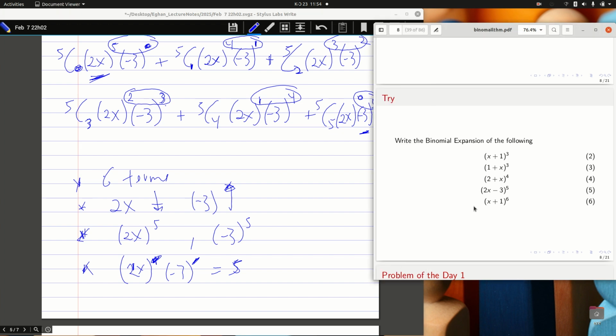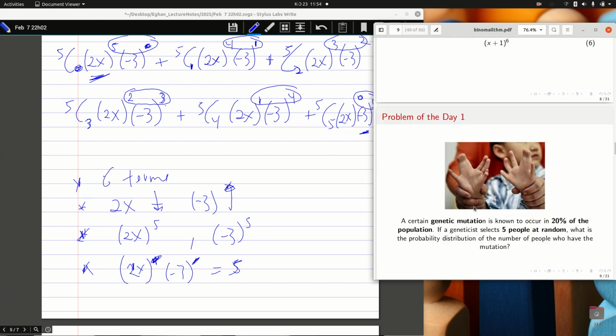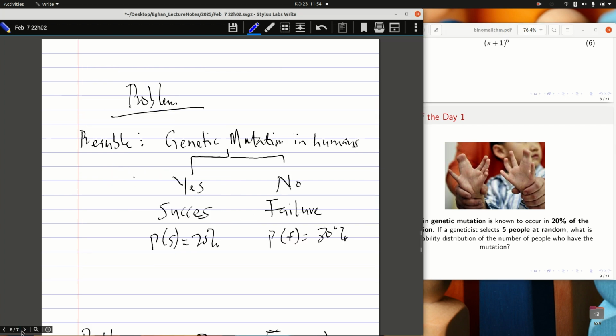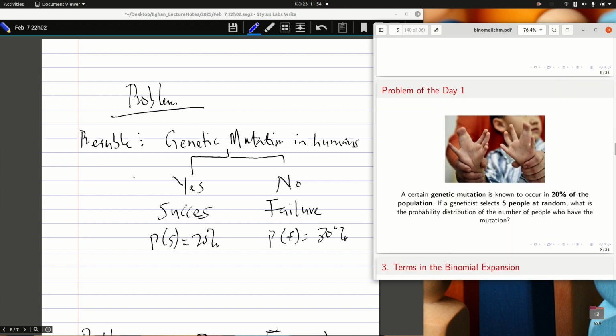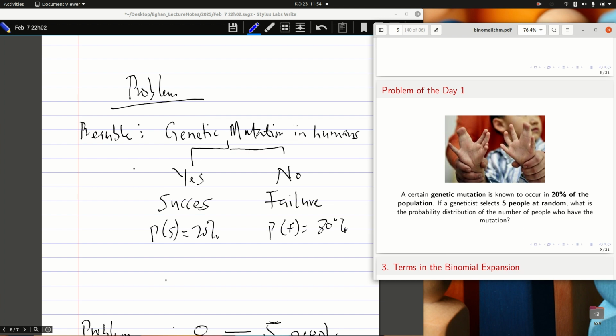Okay, now the last thing for the day, that is the most interesting thing of all the series, is the problem of the day. We want to see how we are applying our binomial theorem. Isn't that fascinating? It is. In this problem, we were given genetic mutations in humans. If you read the preamble very well, I want to extract my information.